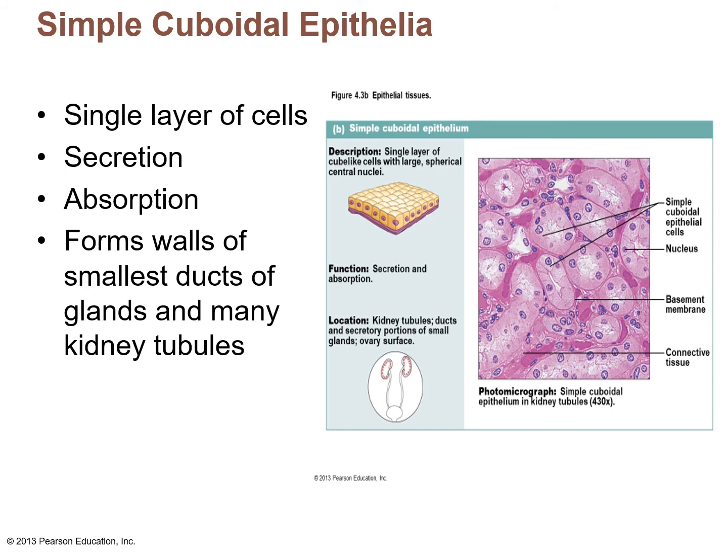So simple cuboidal epithelium, again, its function is going to be to allow secretion and absorption to take place. And so you would find it in areas like your kidneys, one more time, lining your ducts, like within your glands. Again, it's not going to be for protection because it's only made up of one layer of cells.